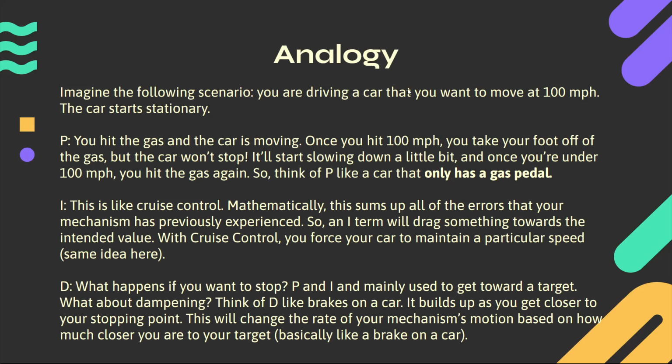But anyway, you start with what we could think about doing in terms of PID, right? So let's continue with the analogy. Let's talk about what P would represent in this context, right? So in this case, let's say you hit the gas and the car is moving. Once you hit 100 miles per hour, you start to take your foot off the gas, but think about what would happen if you're in a normal gas car, right? The car isn't going to stop immediately. It might start slowing down a little bit, and once you're under 100 miles per hour, you're going to hit the gas again. So you could think of P as having a car that only has a gas pedal, and pressing down the gas pedal is what represents that P value, all right?